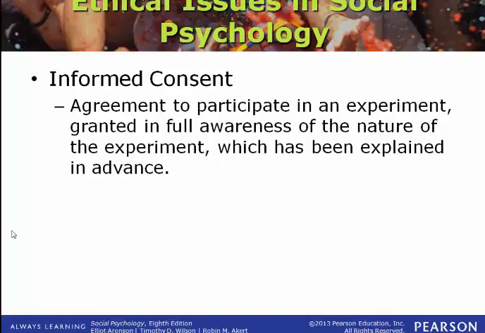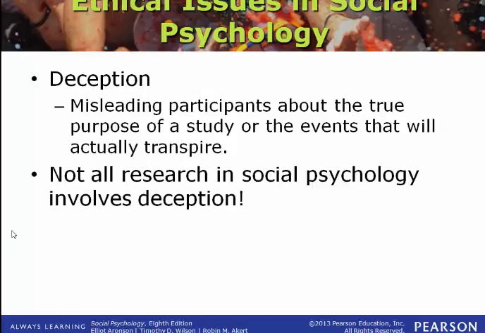Informed consent is the basis of ethical research, that we're not doing anything to anyone that they don't agree to. However, this becomes an issue when we do deception, because perhaps giving someone the true purpose of the study or the true details of the study could ruin the study itself. When we do deception, we mislead participants about the true purpose of the study. Now, not all research in social psychology involves deception, but as I said, deception is fairly common.